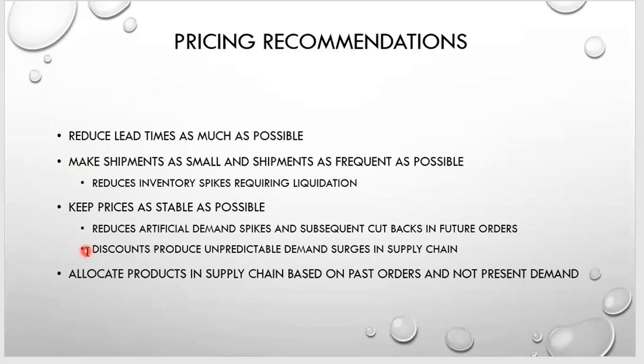Okay. And then allocate products in the supply chain based on past orders, not present demand. This goes back to the artificial inflation of your demand variability. If you start to chase demand on the short term, what happens is when you provide your rebate and you have that sudden demand influx, you'll suddenly see this huge spike in demand. And if you don't change your demand forecasting model, you will use that erroneous data from your recent demand to calculate your demand forecasting. Yes, historical data, exactly.